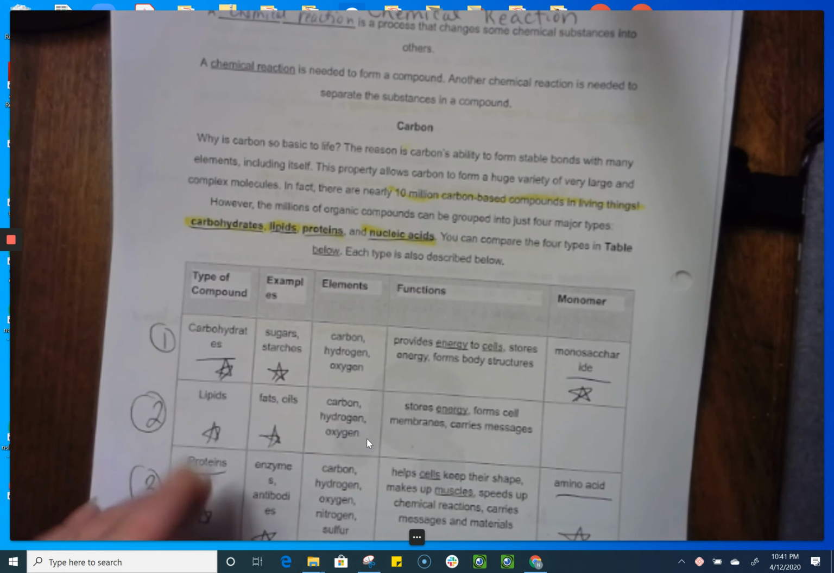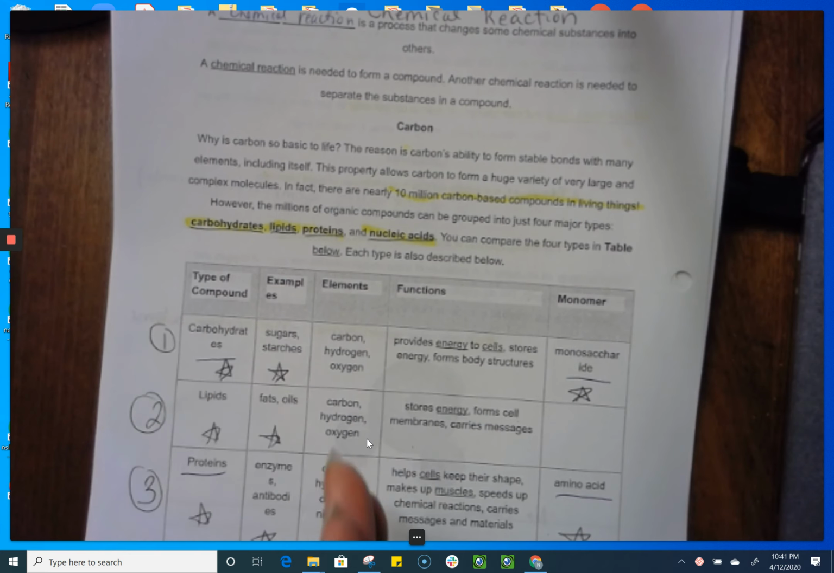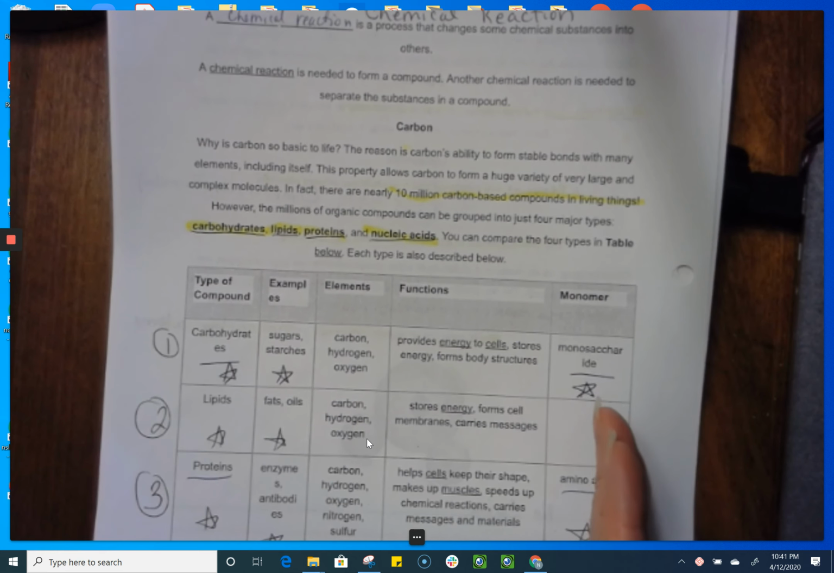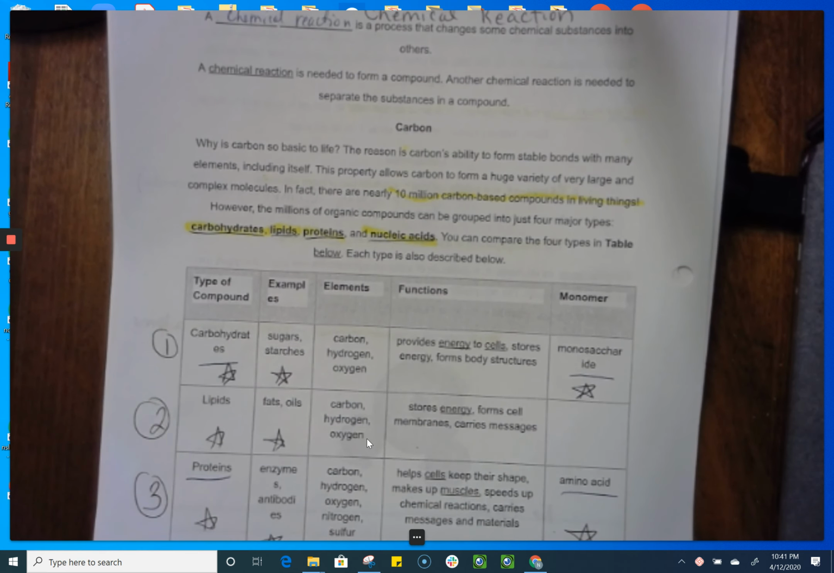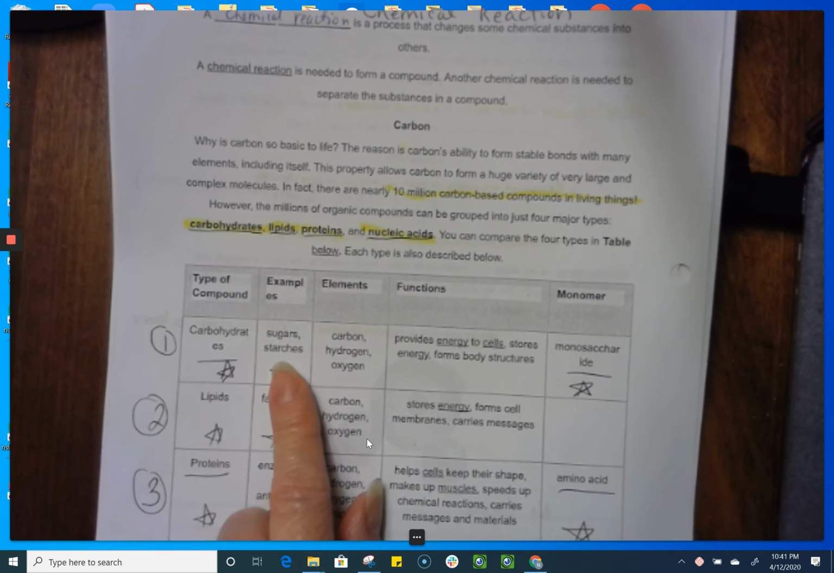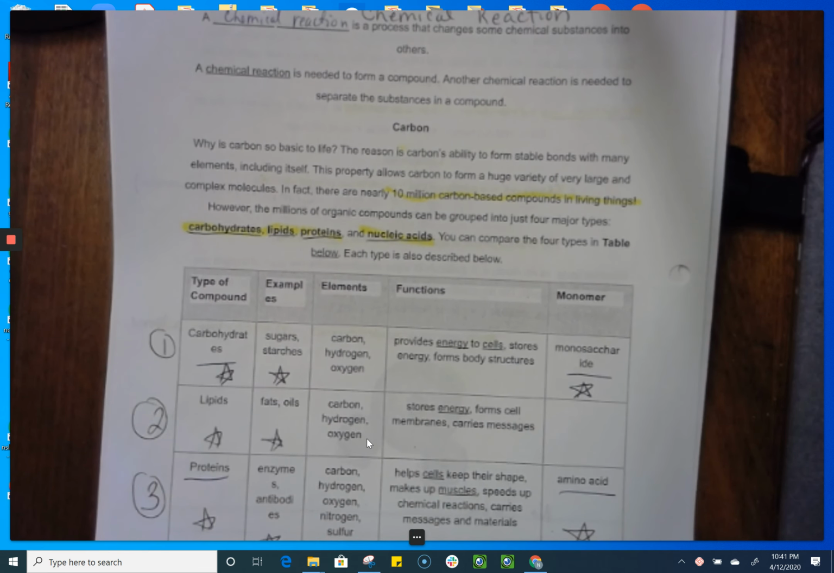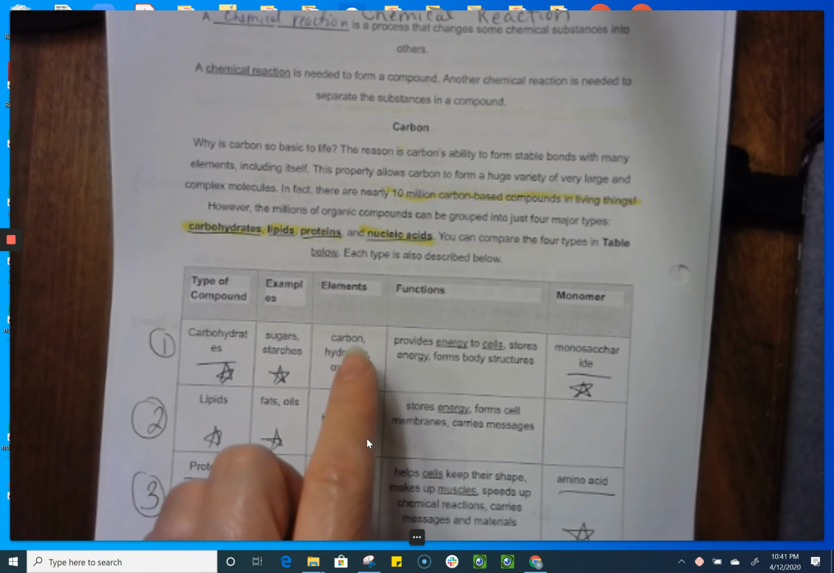Carbohydrates, lipids, proteins, nucleic acids on the next page. They give you examples. They tell you what elements are present, what their purpose are, and what their building blocks are. Because remember, carbon, I started drawing that really long chain there. That's what they're going to talk about over here. So carbohydrates, examples are sugars and starches. They provide energy: carbon, hydrogen, oxygen. Lipids are fats and oils: carbon, hydrogen, oxygen, but a lot of these are not water soluble. Many of those are.